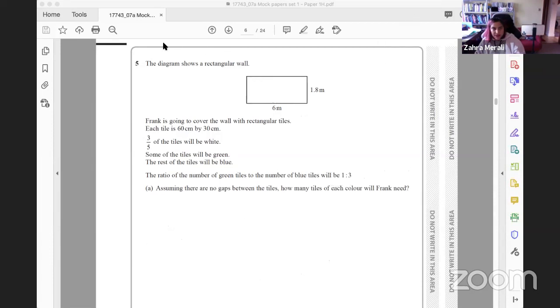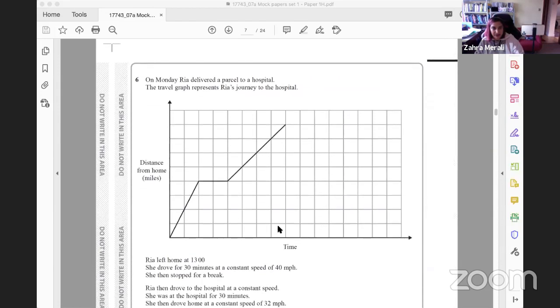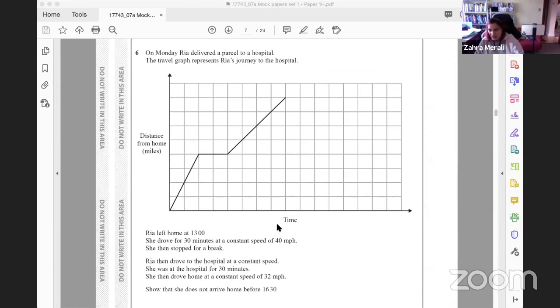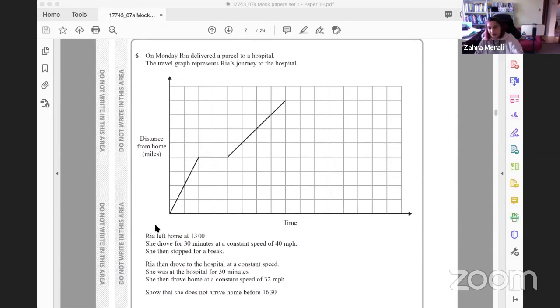Let's have a look at the next question. It says, if Frank leaves gaps between the tiles, well, logically, if you have gaps, you need fewer tiles. So you'll need fewer tiles. Right, so another one with speed time. They clearly like these. Okay, I think that's the whole question.